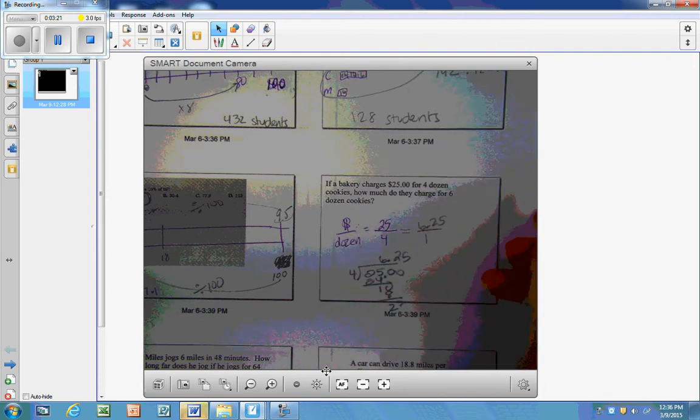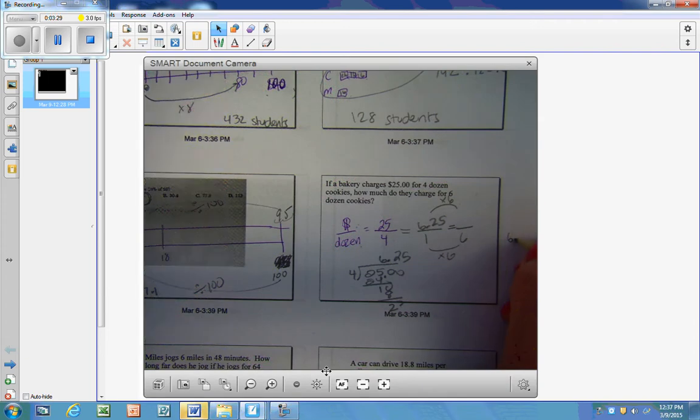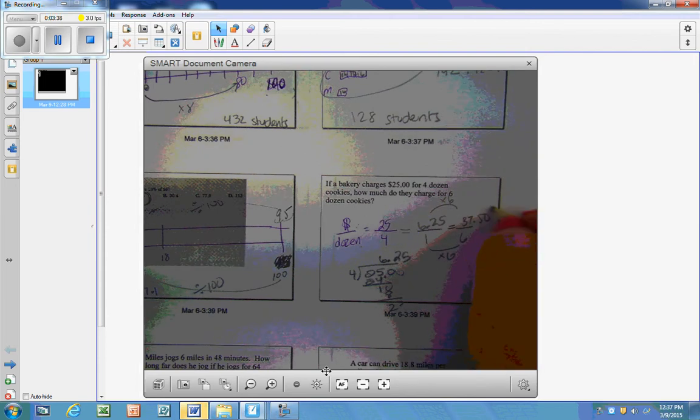So if I know how much 1 dozen is, I can figure out how much 6 dozen. 1 times 6, $6.25 times 6. So it would be $37.50 for 6 dozen cookies. Don't forget that dollar sign.